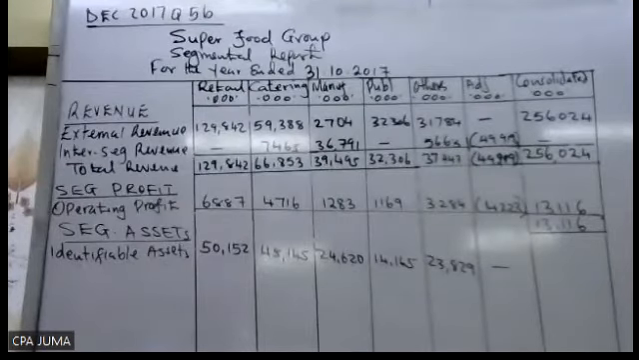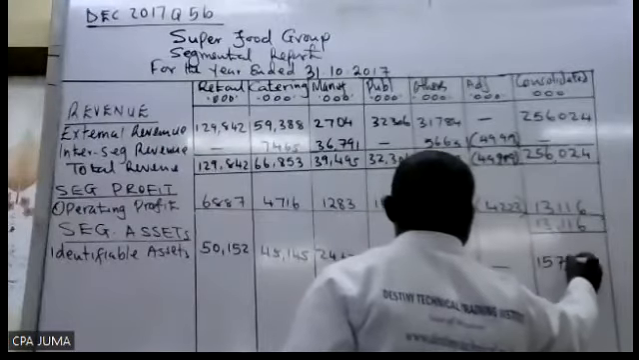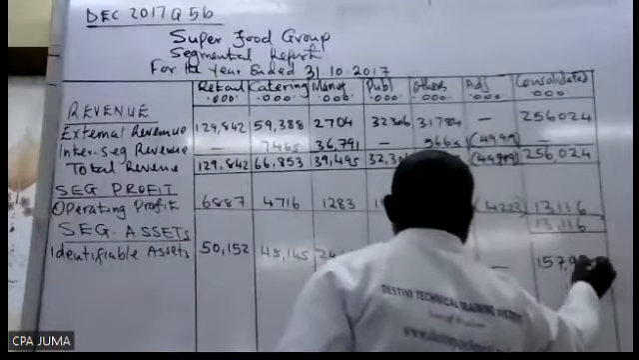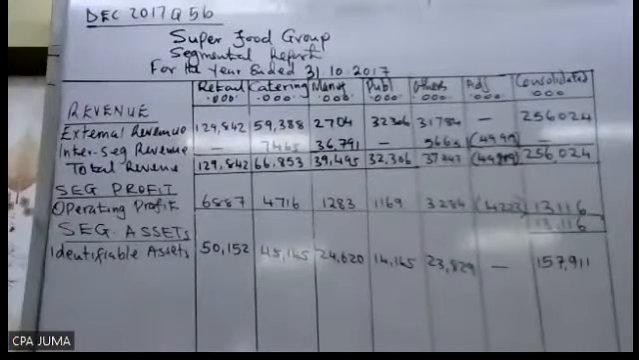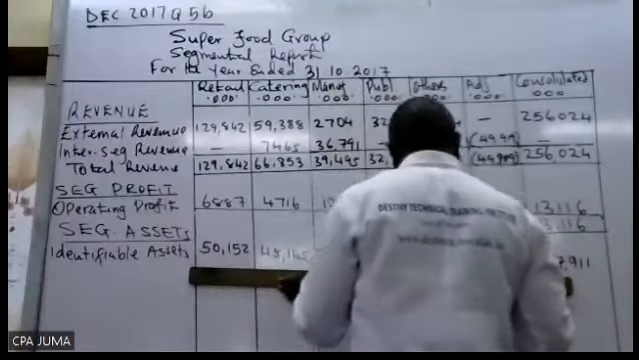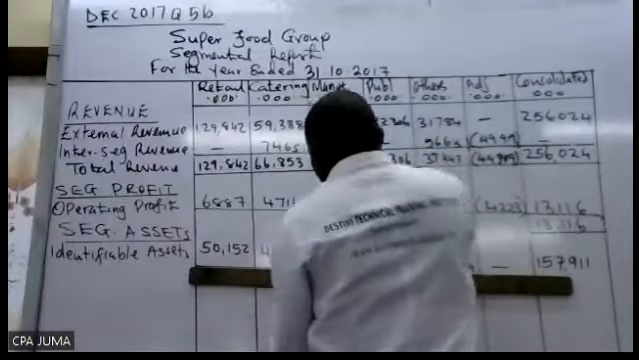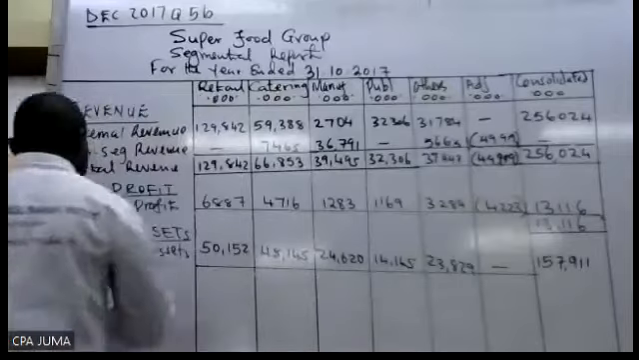Total is how much? 157,911. Then, are you seeing investment in associates? Investment in associates is not attached to any segment in particular. So that one is unallocated. Unallocated means it is general. So you bring it here.